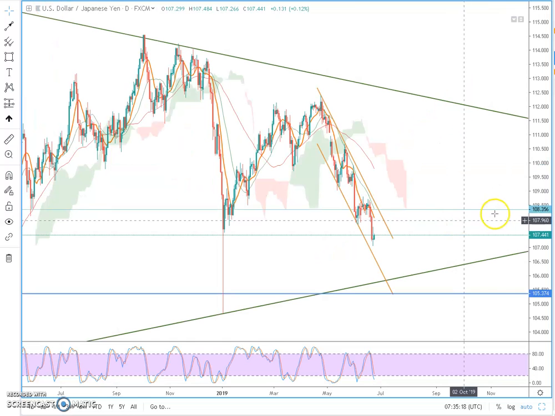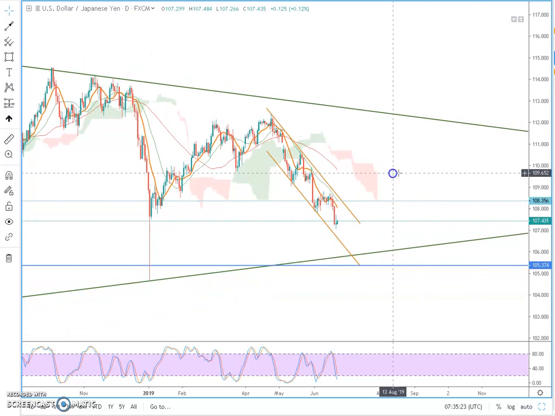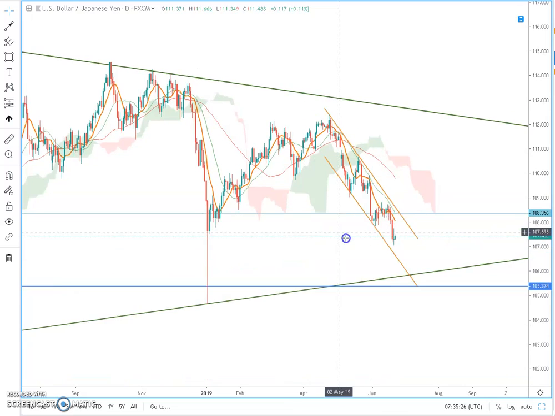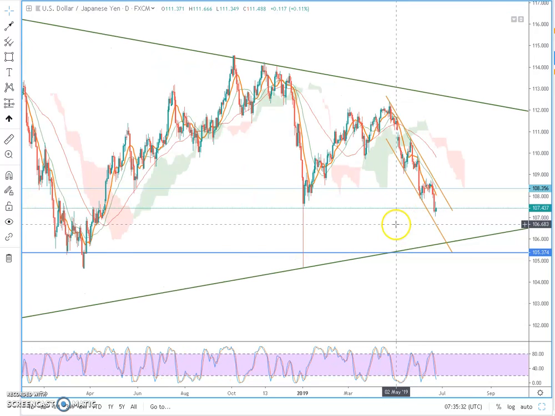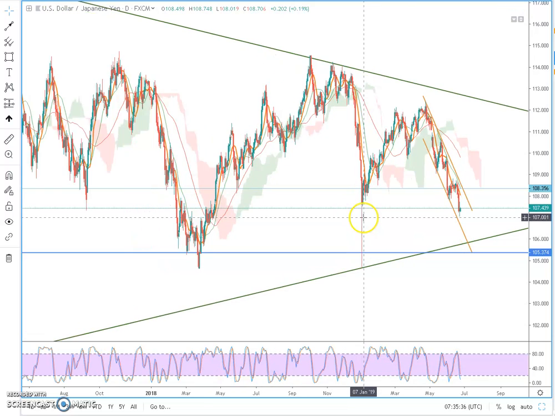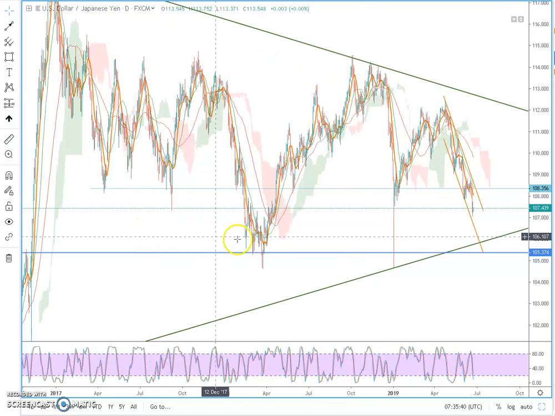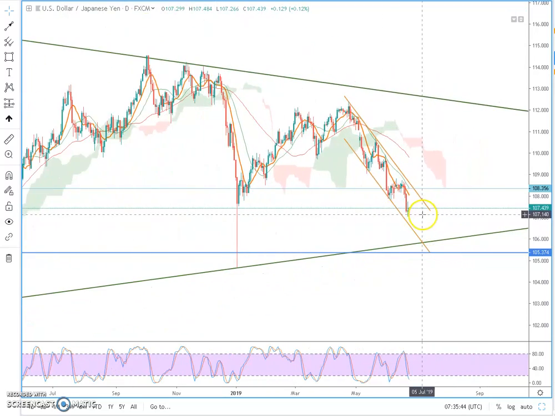Then let's talk about USD JPY. USD JPY is trying to move up. Yeah, it's trying to move up. It is near the bottom line of the channel. If we look at the support zone, we can see there is a cluster of support zones over here, so the price is a bit supported.